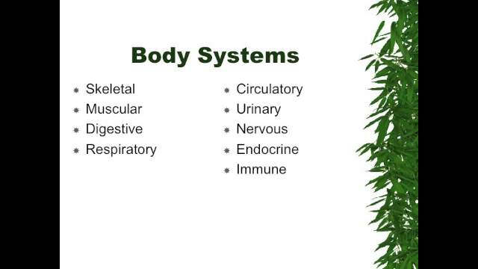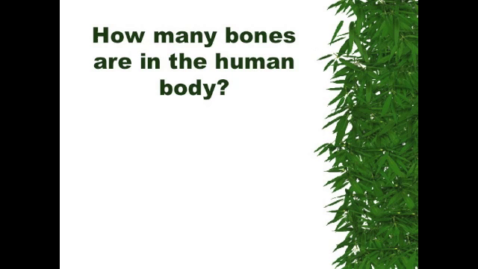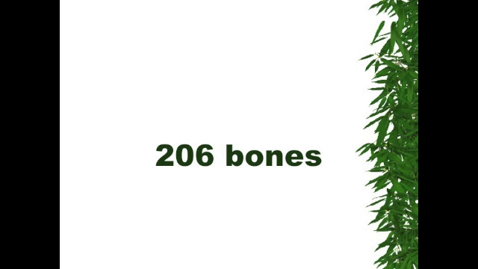Your body systems are the skeletal, muscular, digestive, respiratory, circulatory, urinary, nervous, endocrine, and immune. Let's talk about the skeletal system. How many bones are in the human body? Any guesses? If you guessed 206, you are correct.